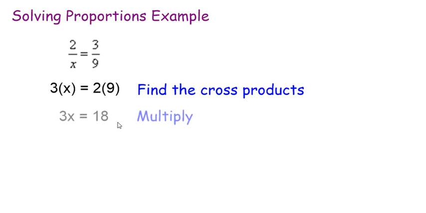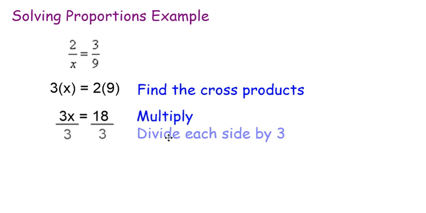Next step is you're going to multiply. So 3 times x is 3x, and 2 times 9 is 18. Now we have this equation, 3 times a number is going to equal 18. So we're going to divide each side by 3, and we're dividing each side by 3 because that's the number being multiplied by the variable.